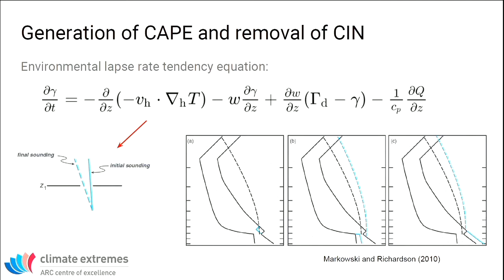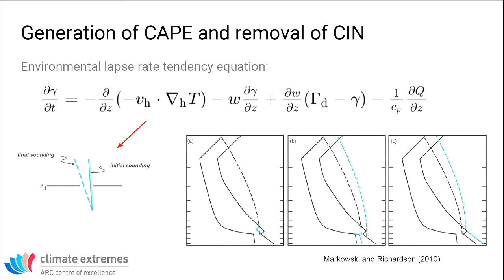And that's shown in this schematic here. So if you have an initial sounding where the temperature is not decreasing much with height, but then you advect cold air above warmer air, then you're going to get a steeper lapse rate. And that is going to enhance your CAPE. It also may potentially reduce your CIN. And this equation is often sold as explaining how instability builds up in the environment.